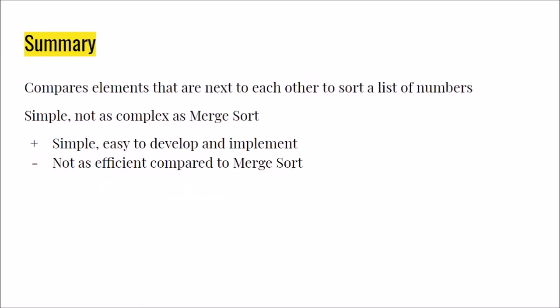All right, so in summary, bubble sort just compares the elements that are next to each other to sort a list of numbers. Again, it could be any kind of data, letters, or you can get more complex with different kinds of data. So it is a pretty simple algorithm. It's not as complex as merge sort, which we've gone over already. And this does make it easier to develop and easier to implement, which just means to code. So we do have this advantage, whereas it is not as efficient as some other algorithms out there, like merge sort, like quick sort. So we do have a little trade-off there.